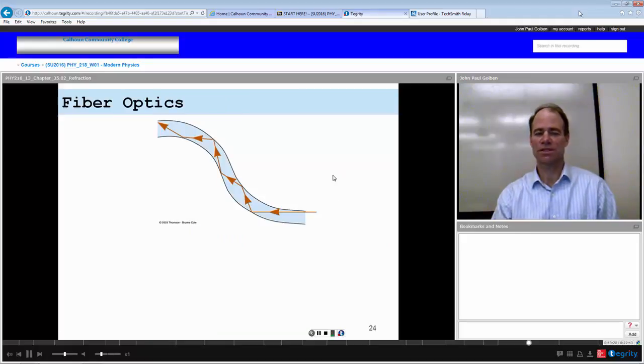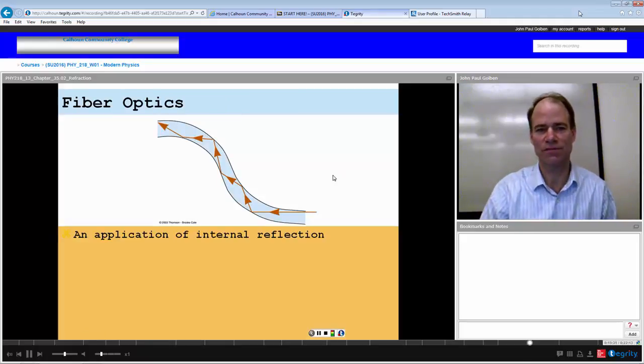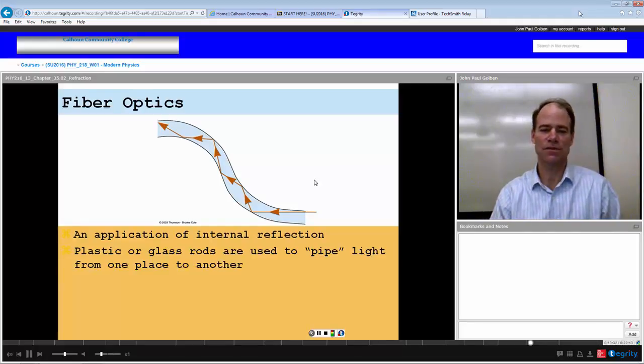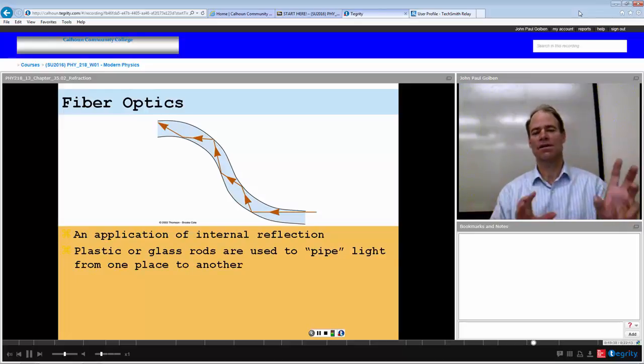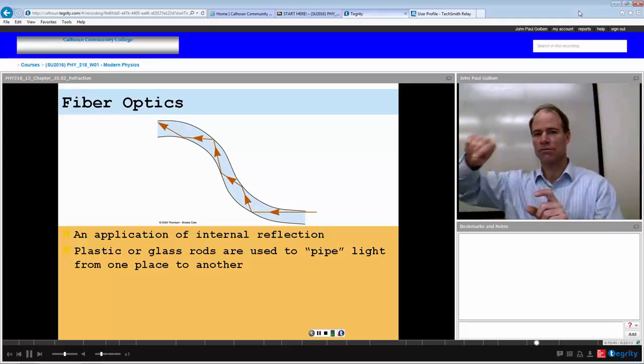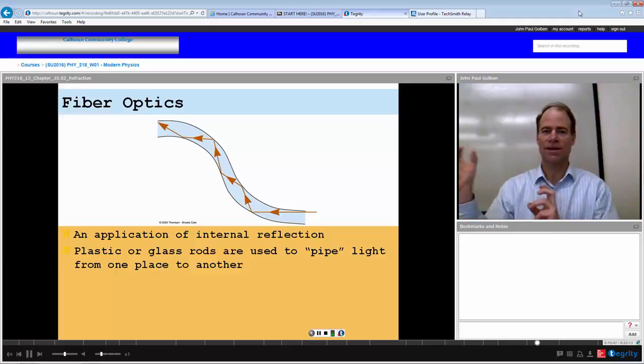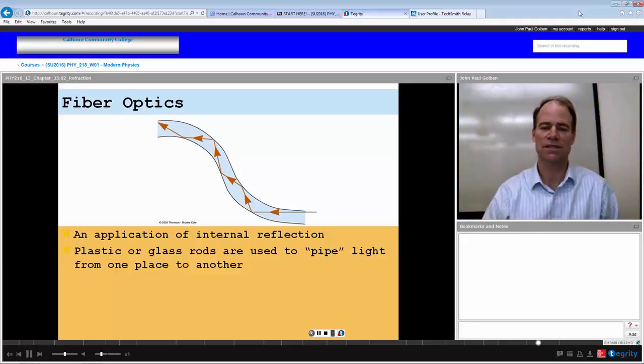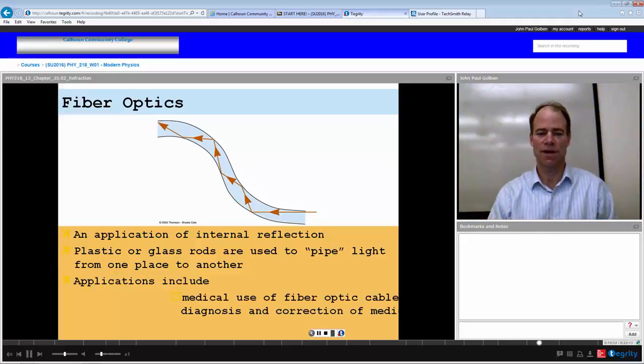This principle of total internal reflection is very useful for fiber optics. Plastic or glass rods are used to pipe light from one place to another. Hence, you can have a bending of these pipes and move the light around, because it's just totally internally reflecting all the way around, and hence you can manipulate this light and use it in different directions.